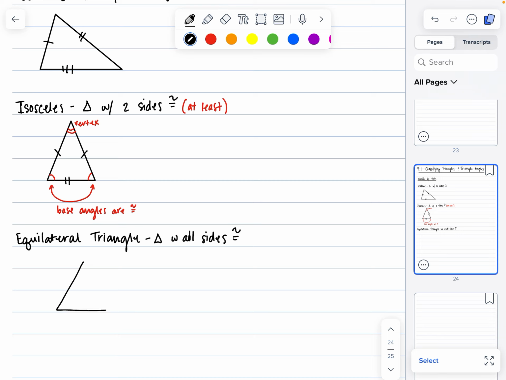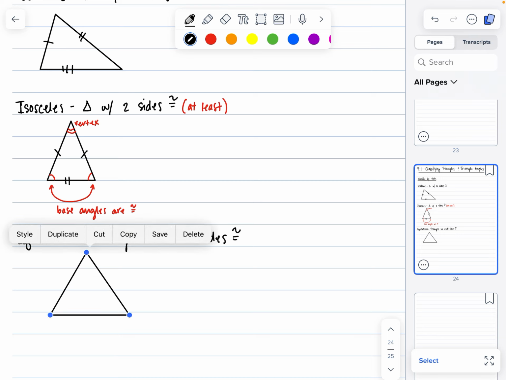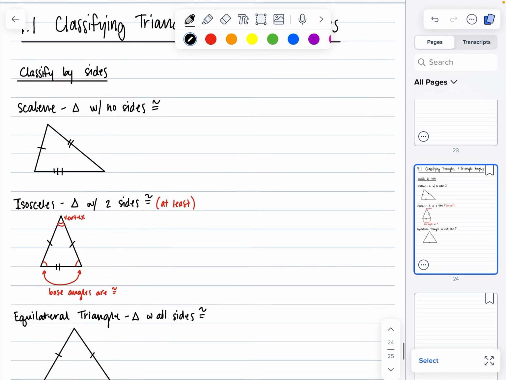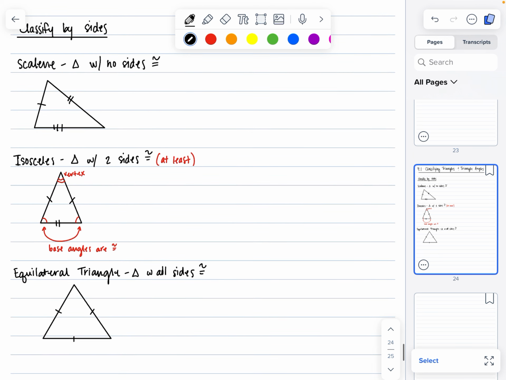Let's go ahead and draw one. Okay. Let's make this a little more equilateral. 1 tick, 1 tick, 1 tick. Okay. Now, those are the 3 triangles based off of their side measures.